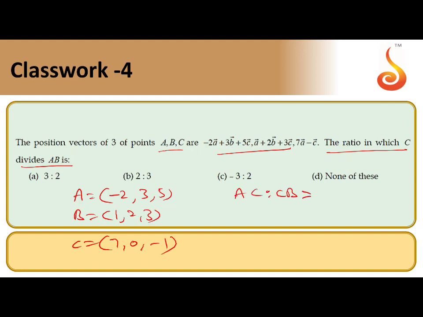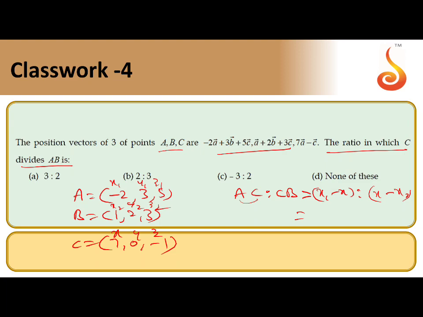There is a shortcut formula. Take x1, y1, z1 and x2, y2, z2 as the remaining 2 points. Take x, y, z as the point that divides. That means AC is the difference of x coordinates of A and C. It is x1 minus x is to x minus x2. Or you can take y coordinates or z coordinates, you get the same answer.